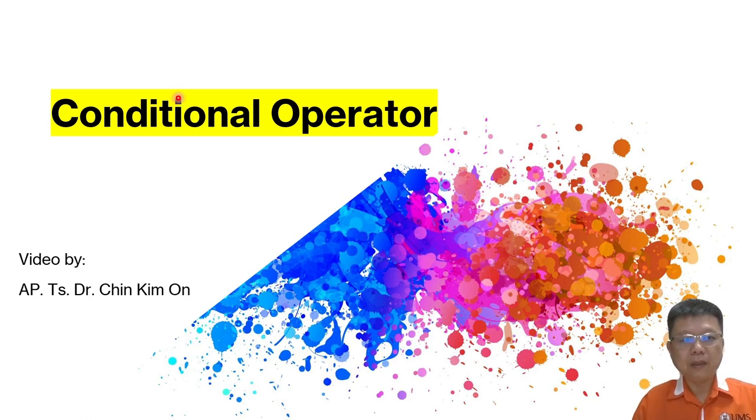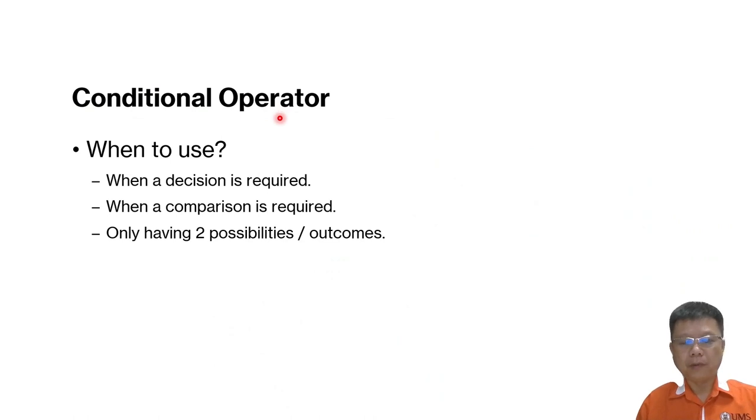Hi all, in this video we're going to learn about the conditional operator. So when to use the conditional operator? The first thing is about decisions. Basically it is like if else statements. We can also do comparisons like if else statements, and we must make sure that we only have two possibilities or two outcomes in order to use conditional operators.